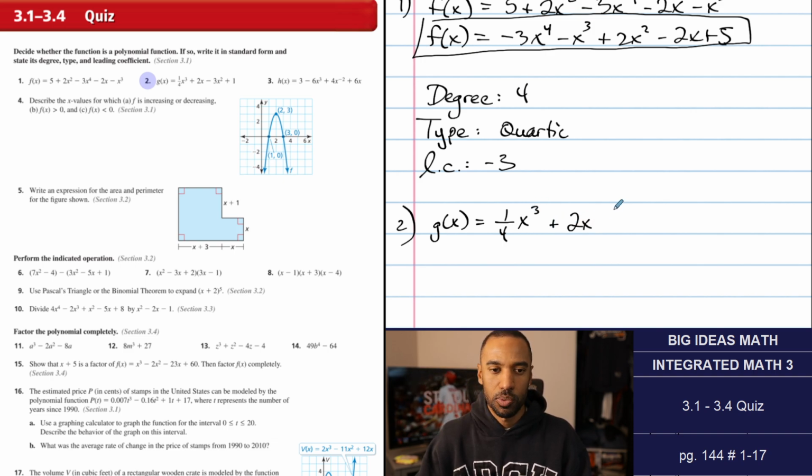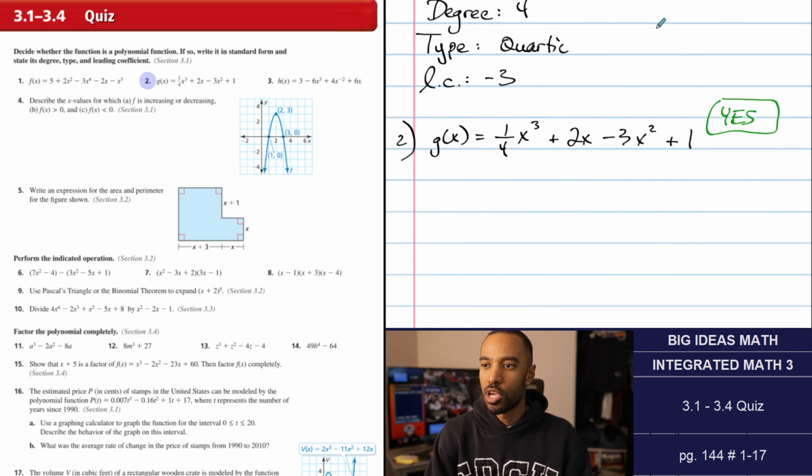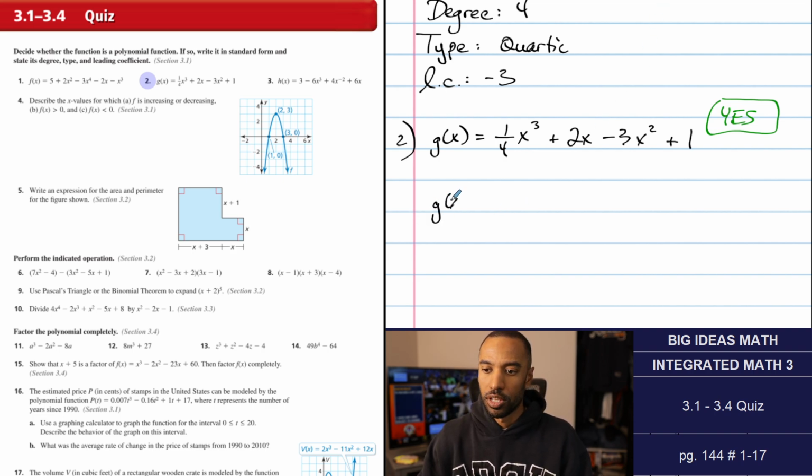Plus 2x, that's 2x to the first power, minus 3x squared, whole number 2, plus 1, 1 being a constant, degree 0, we're all good there. So is this a polynomial? Yes, indeed. So me putting yes again is for whether or not it's a polynomial. So if so, we continue forward on the next thing, which is rewrite in standard form. So let's begin with that.